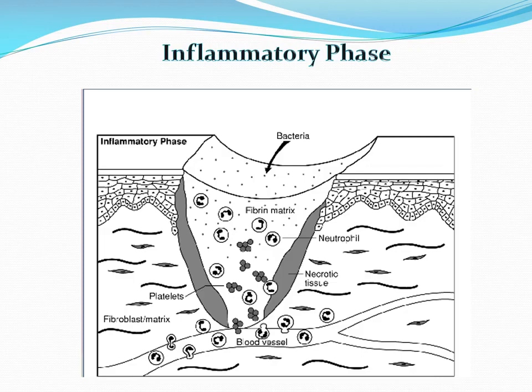What occurs later? After the first 2 days, the neutrophils start to invade the fibrin matrix, and these neutrophils are very important cells because they have a phagocytic activity and are going to remove the bacteria from inside the wound.